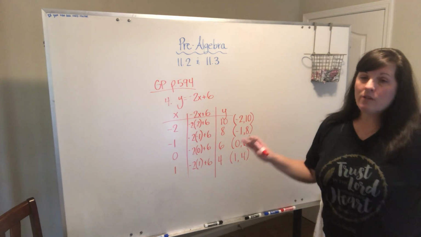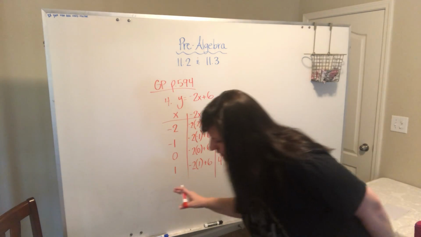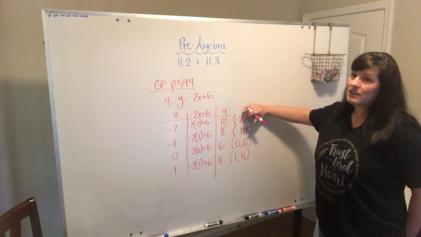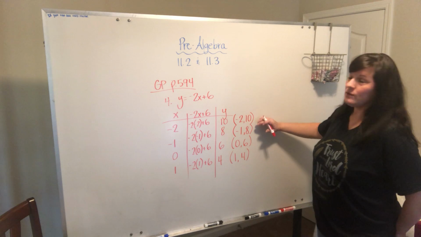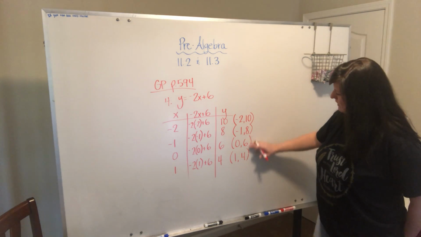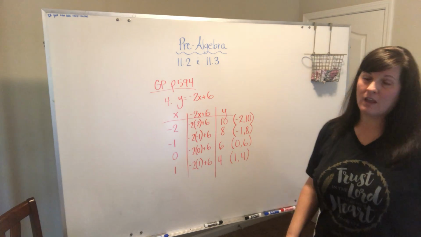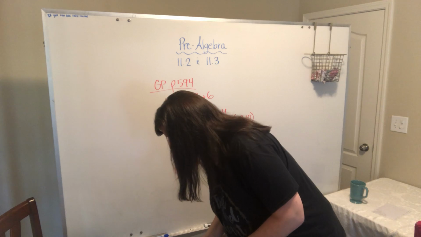They're not asking you to graph it. They're just asking you to find 4 solutions. All of our x's should be the same: negative 2, negative 1, 0, and 1. Then if you did it right, these are going to be the outputs, 10, 8, 6, and 4. Okay, and you write those in a nice, neat, ordered pair on your homework.